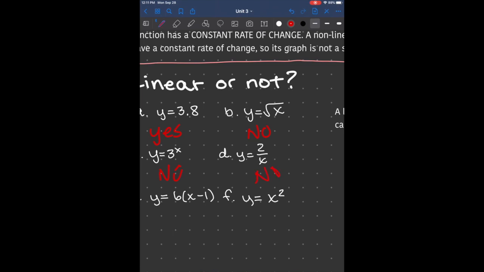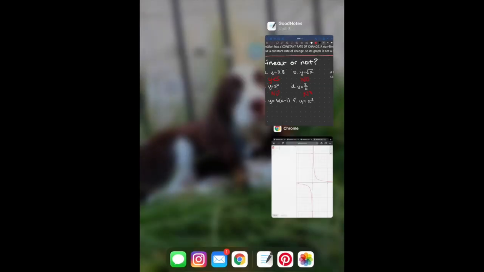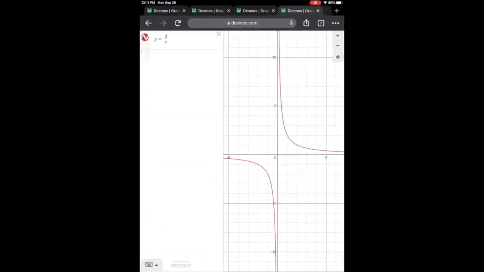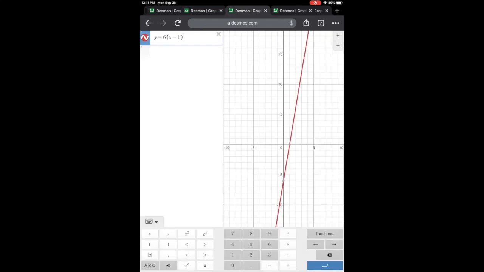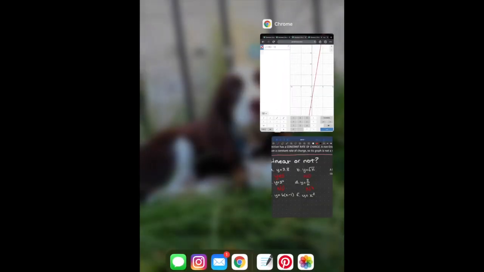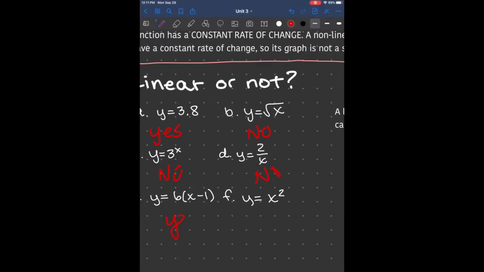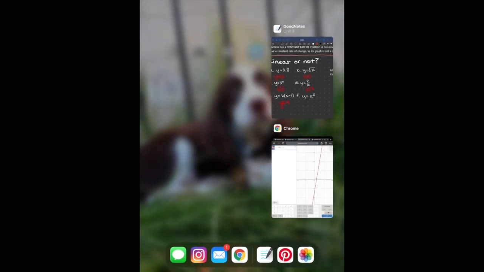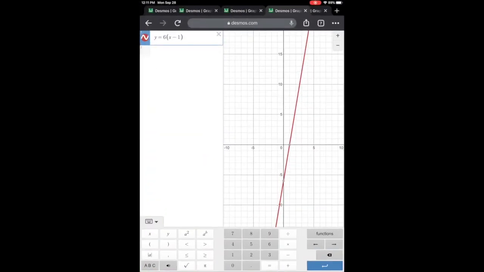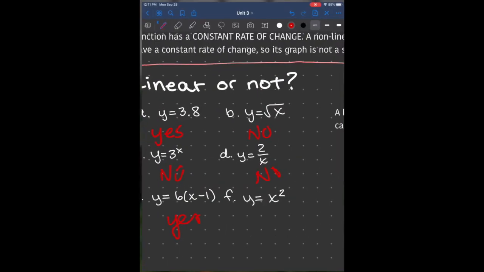Now let's look at 6 times x minus 1. Okay, so that one is straight and it would pass the vertical line test. So that's a yes. And last one, y equals x squared. Right, so that one's the U-shaped graph, so it is not a linear function.